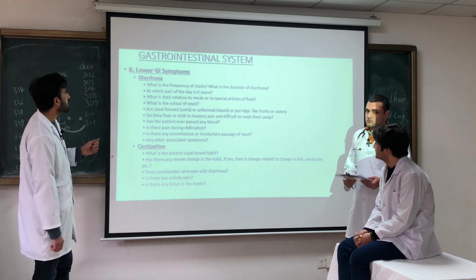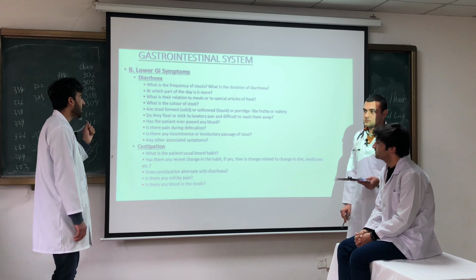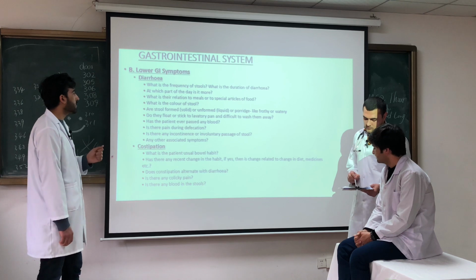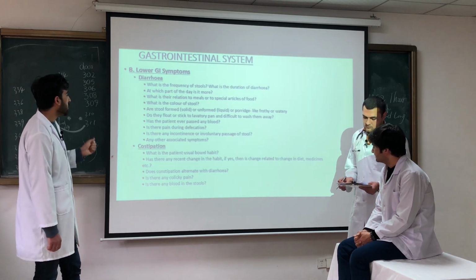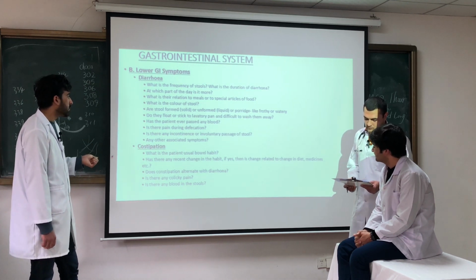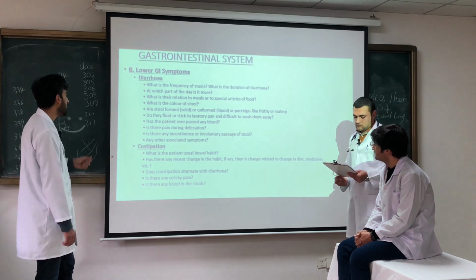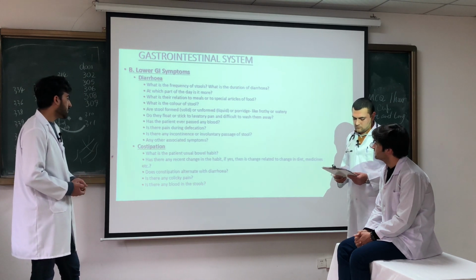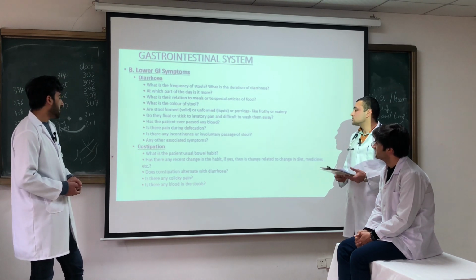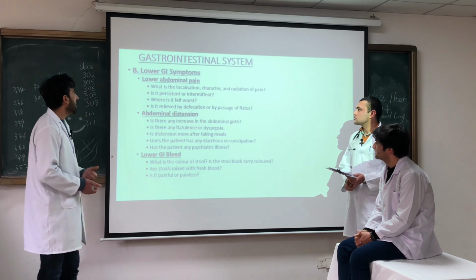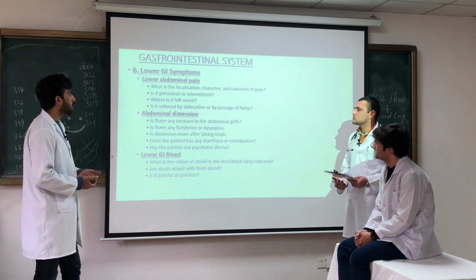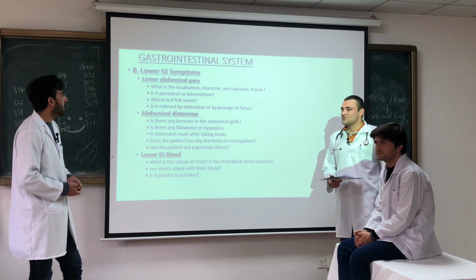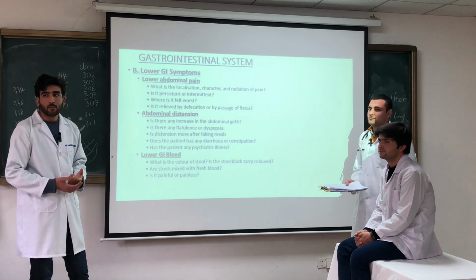And next, lower GI symptoms like diarrhea. We can ask about diarrhea, what is the color of the stool, which part of the day it occurs, and is there pain during defecation, associated symptoms, incontinence, involuntary passage of the stool, and also constipation. What is the patient's usual bowel habit, and does constipation alternate with diarrhea, any colicky pain, is there any blood in the stool, and also lower abdominal pain: localization, character, radiation, persistent, intermittent, and also relieving factors.